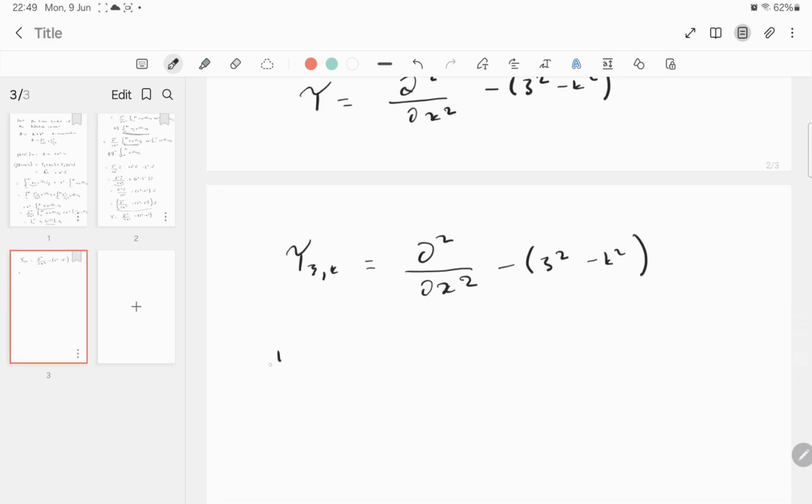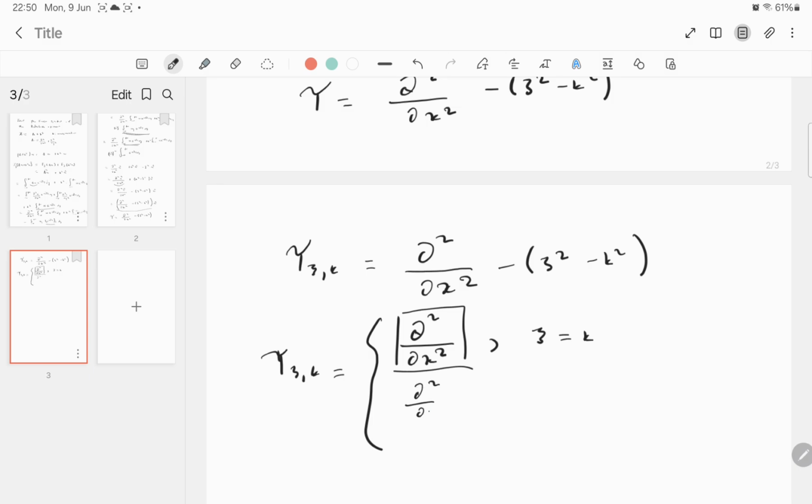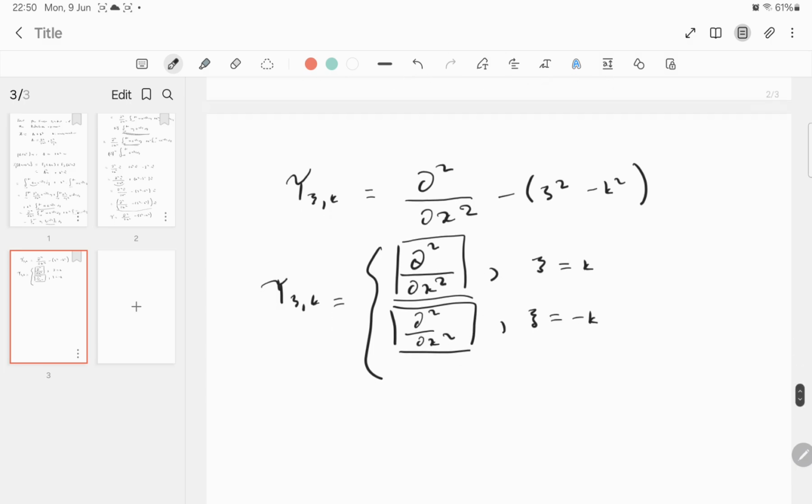So if I take how this operator becomes, it is the second derivative with respect to x. So when xi is equal to k, then you end up with this second order differential operator. If xi is minus k, again you get the same. Otherwise you just get the operator back if xi is different from plus or minus k.